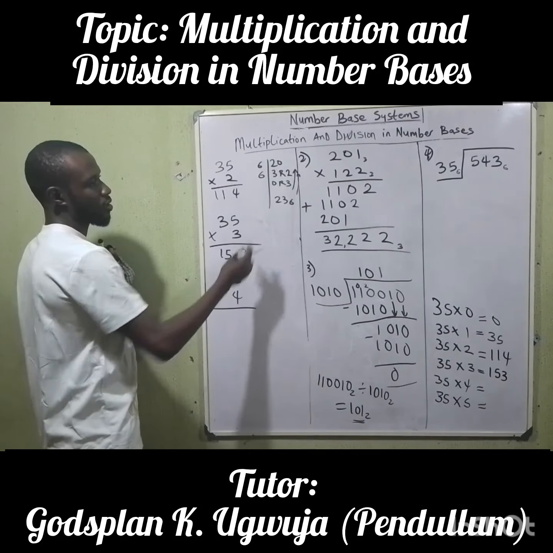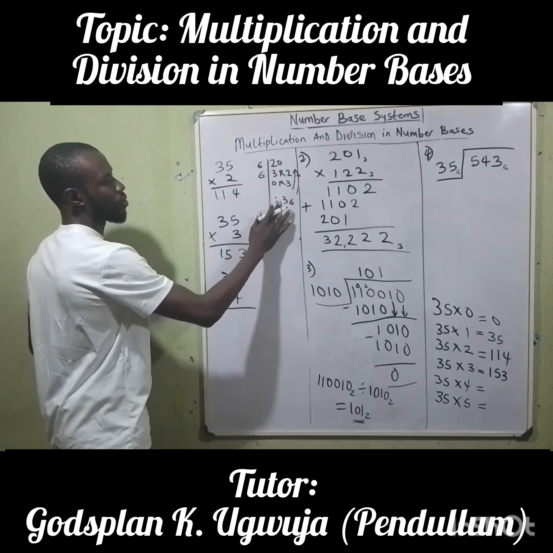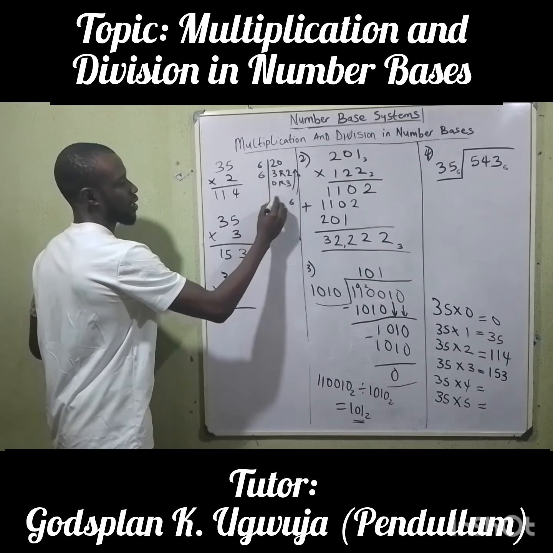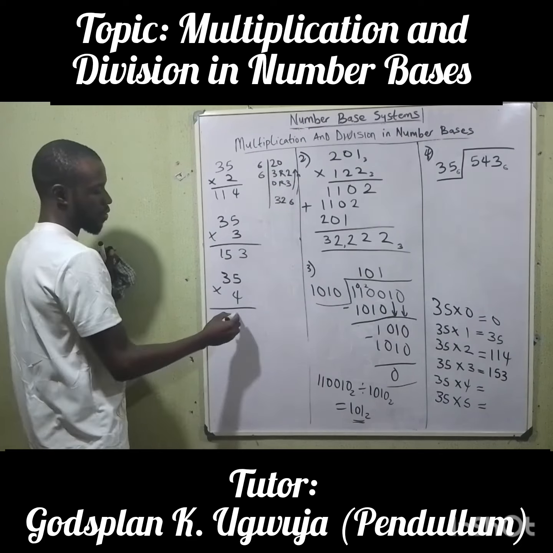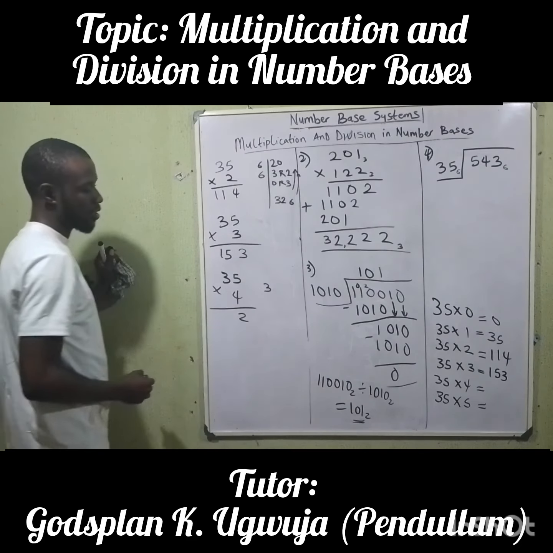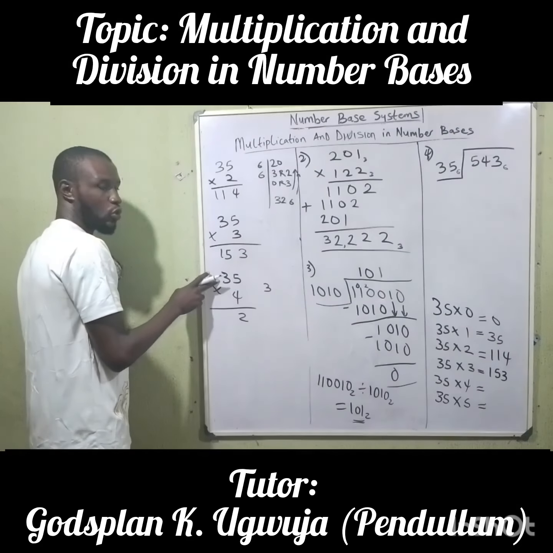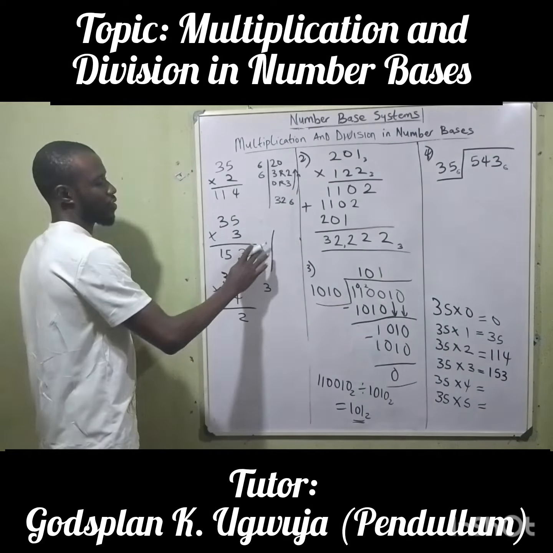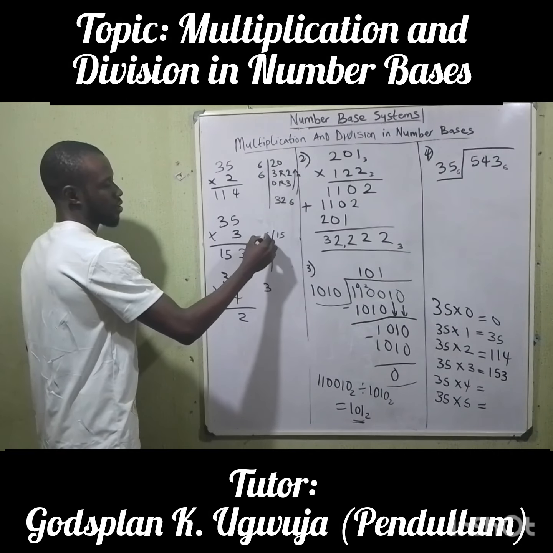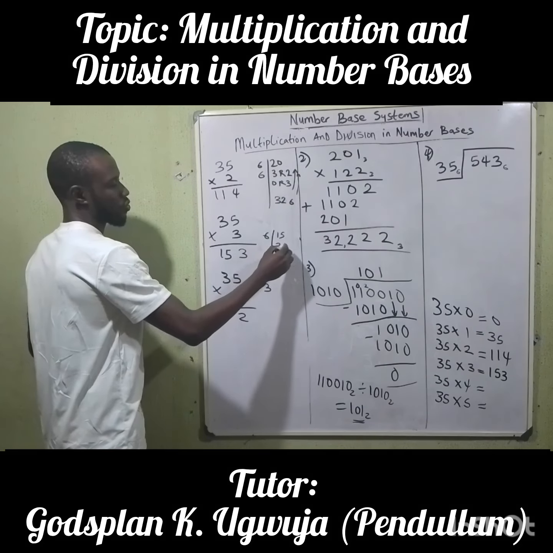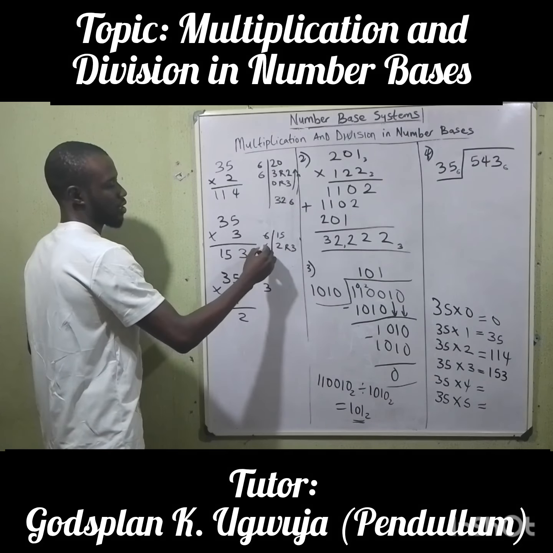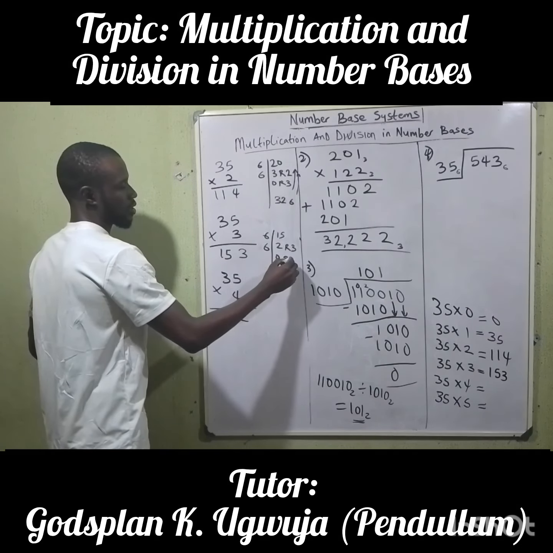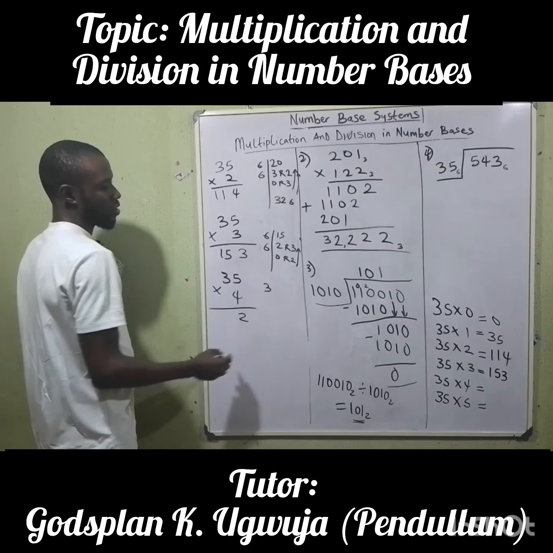Right? No, 32, sorry, from down up. Sorry, 32. So I write 2 and keep 3. Now 4 times 3 is 12 plus 3, 15. So let's convert 15. I think I've done this before. 2 remainder 3, 0 remainder 2. So this is 23.